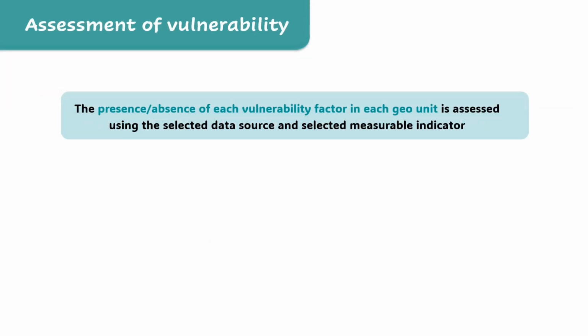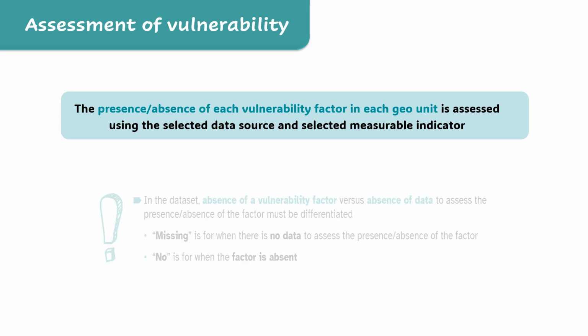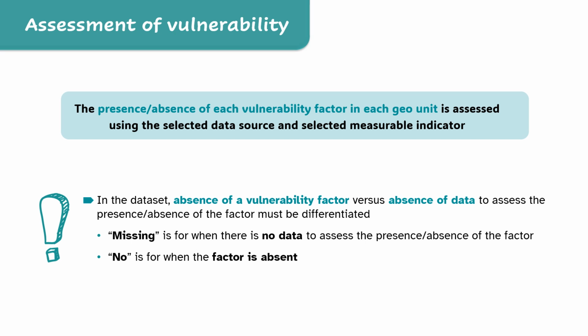Once relevant vulnerability factors have been selected and a measurable indicator associated with a data source has been identified for each vulnerability factor, then the presence or absence of each vulnerability factor in each geographic unit can be assessed. Importantly, if there is a gap in a data source and there is no information on the presence or absence of a vulnerability factor in a specific geographic unit, this should be recorded as missing. That way, the absence of data to assess the presence or absence of the vulnerability factor is clearly differentiated from the absence of the vulnerability factor.